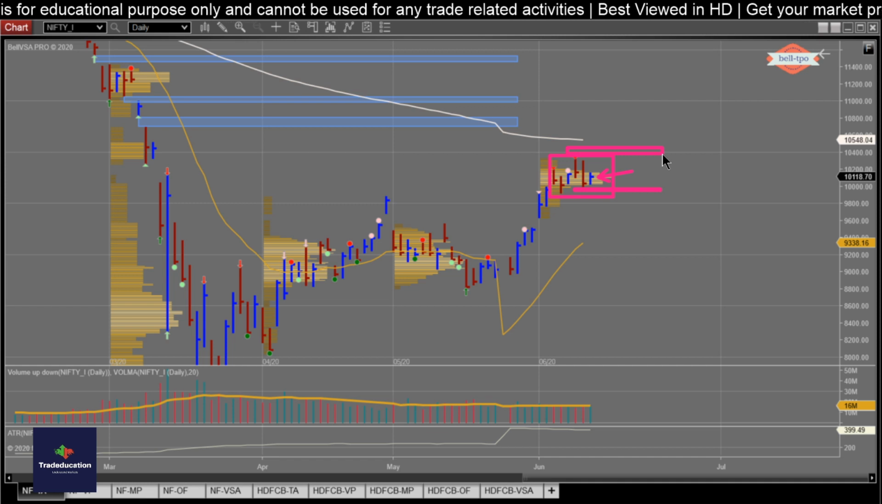Today being an expiry, and yesterday having been a balanced auction development, we might expect some sort of fireworks or some stop hunting activity, either to the top of the balance or to the lower edge of the balance.